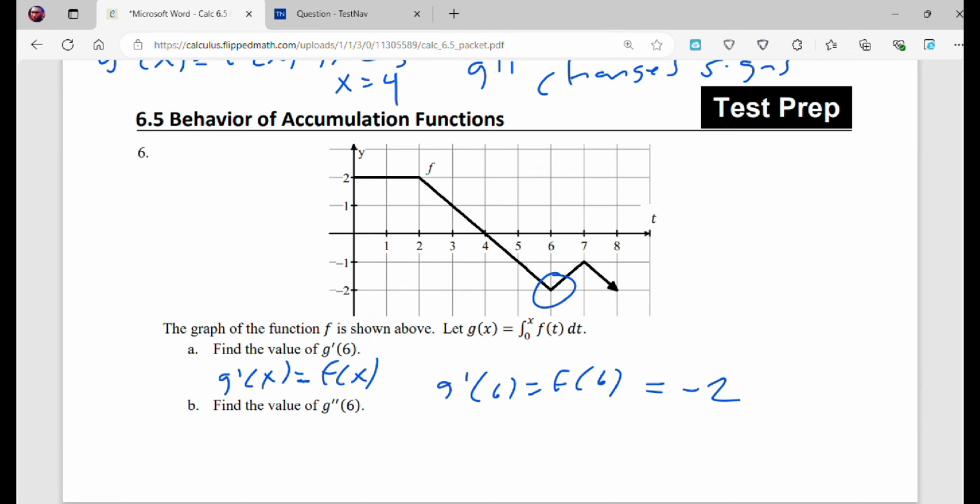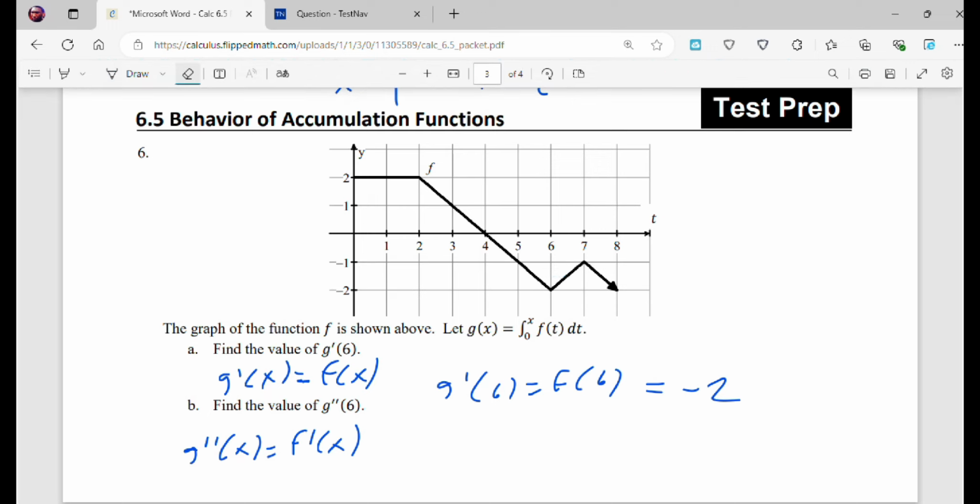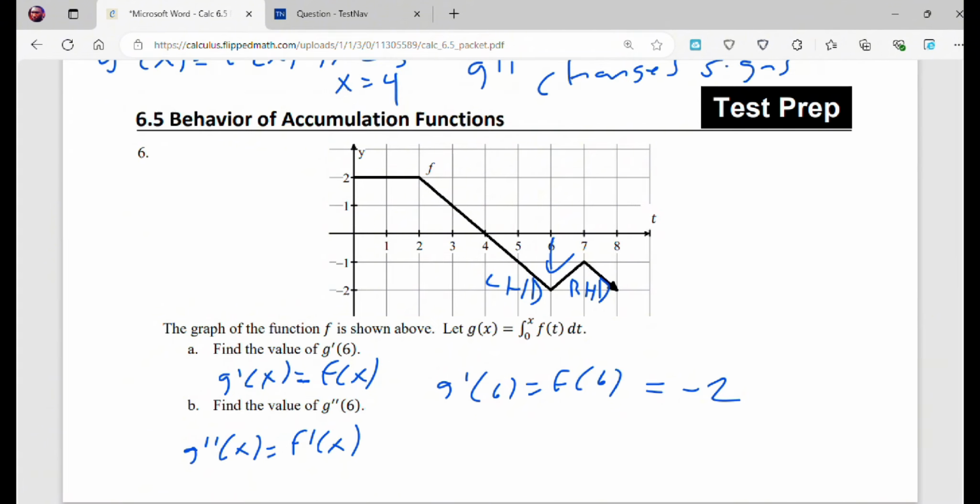Find the value of g double prime of 6. So g double prime of x equals f prime of x. Okay, well, we're going to look at the derivative at 6 right here. Well, we know that the derivative cannot exist if we have a corner, right? Because our LHD and our RHD are different. And so the derivative does not exist, which means that g double prime of 6 does not exist.